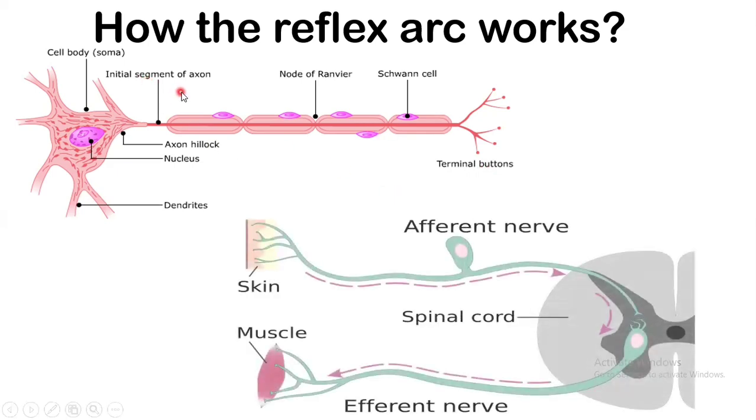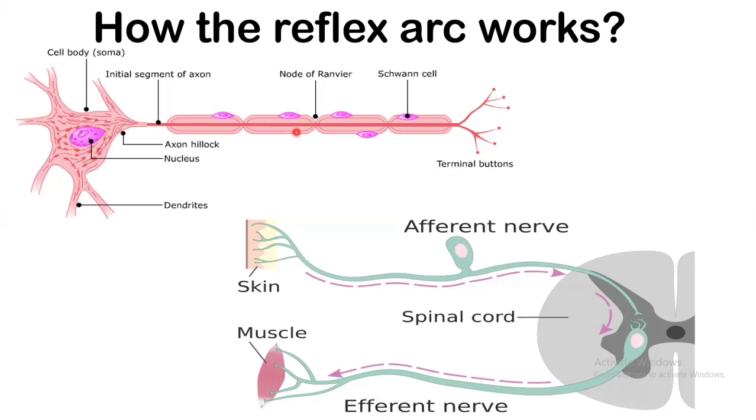After learning about the anatomy of our neuron, let's move on to the reflex arc. Here you can see the skin, afferent nerve, spinal cord, efferent nerve, and the muscles. As we all know, if any injury or trauma occurs to us, we feel some kind of pain. As a result, the sensory nerves, or afferent nerves, detect those pain stimuli. Then they transmit those signals from the afferent nerves into our spinal cord.